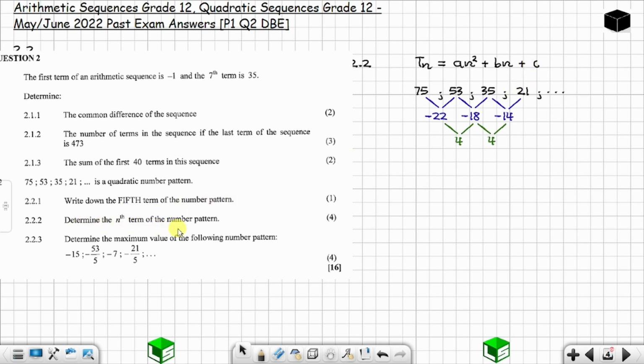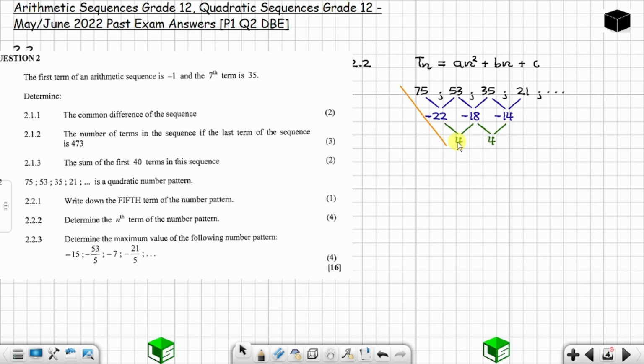So to determine the nth term of the number pattern, you need to get your A, B, and C. To get your A, B, and C, you are going to use these terms in the diagonal. Can you see the terms in the diagonal? You have 75, negative 22, and 4. Use these terms in the diagonal to determine your A, B, and C. So these are the terms you are going to use: 75, negative 22, and 4. So this is how you are going to determine your A, B, and C.